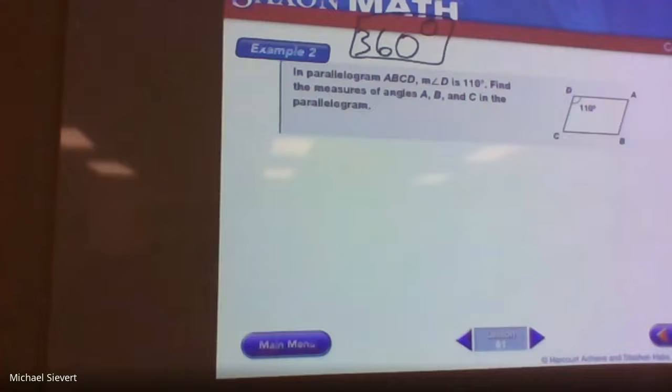So the only one we know, though, which one's the only one we know? Destiny? Which is the only angle we know in that shape? One more time, nice and loud. D. You say B? D. What is it, honey? 110. Correct. It is 110. Based on that information, what can we assume of one of the angles?